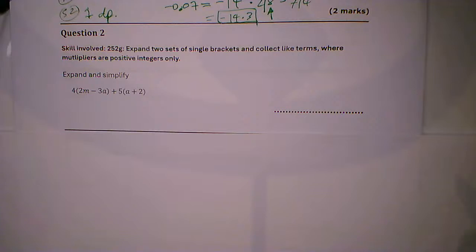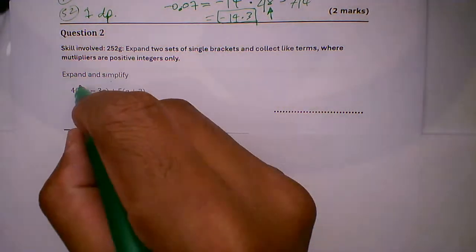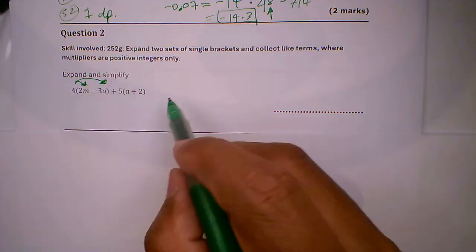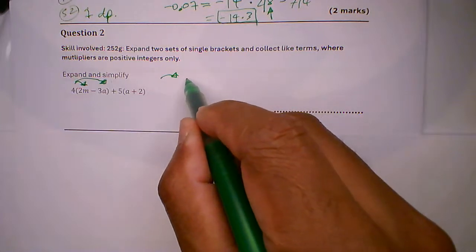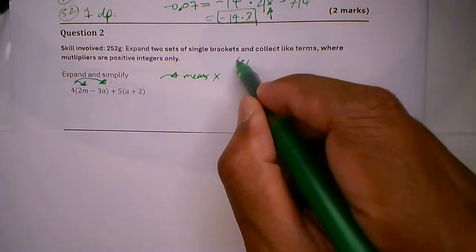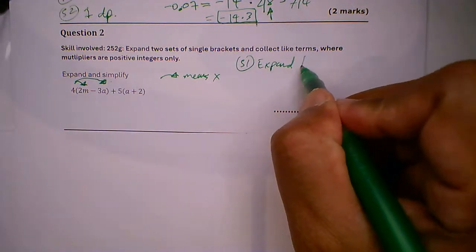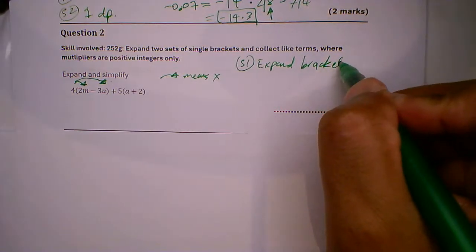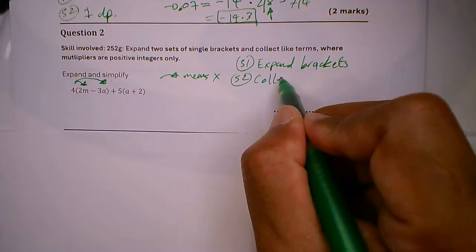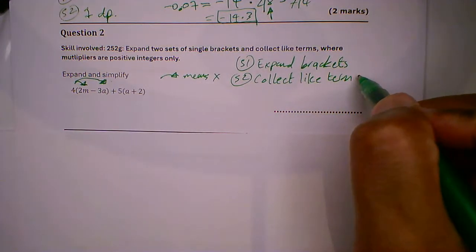If you need more time, press pause. Question 2. Expand and simplify. So what we need to do is each arrow represents a multiply. So arrow means multiply. So step 1 is expand all the brackets. And then step 2 is we collect like terms. And that will help us to simplify.